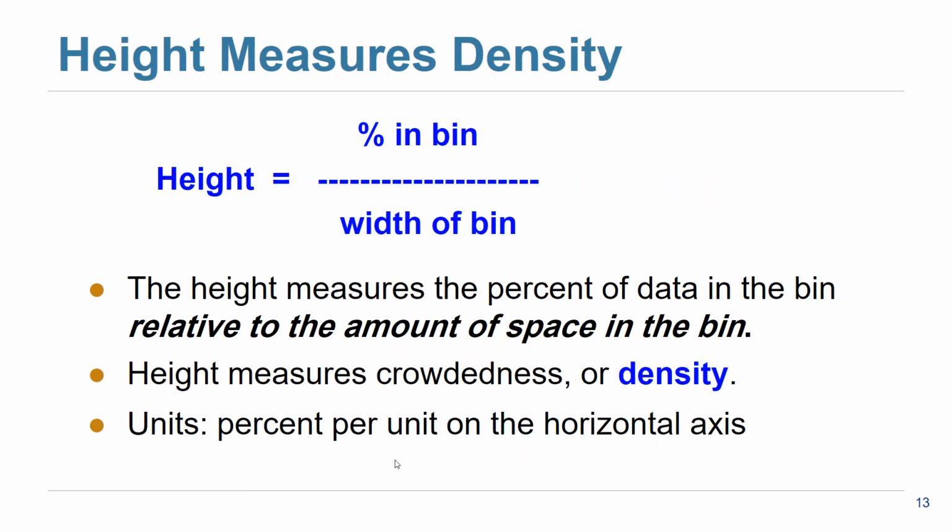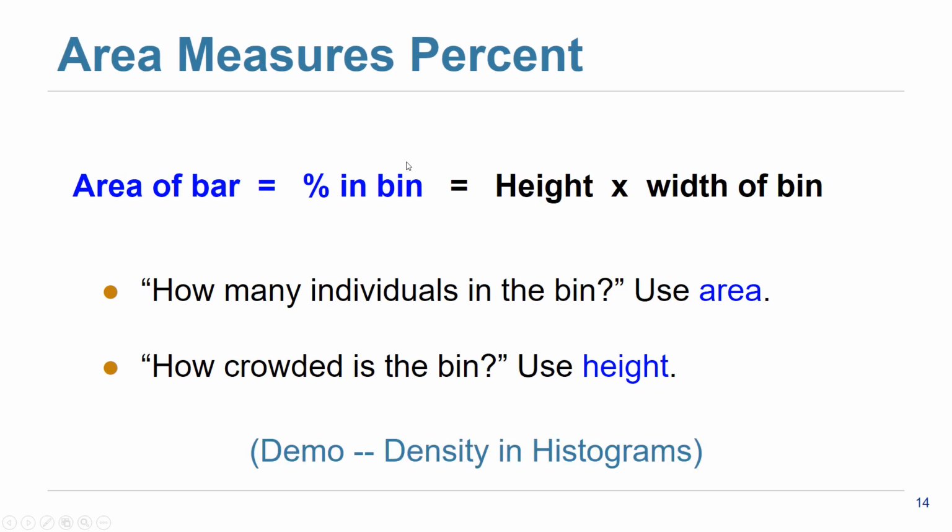Now the area, if you look at this equation, this is the area, right? Because height times width is that, so the area is the percentage in the bin. So the area indicates the percentage or the count of the individuals, and the height is how crowded the bin is.